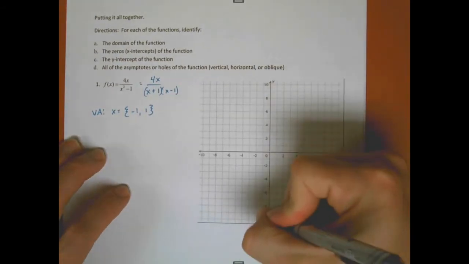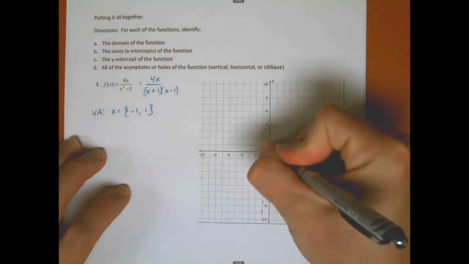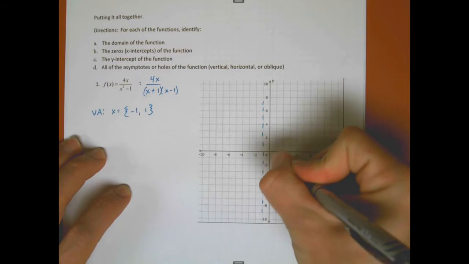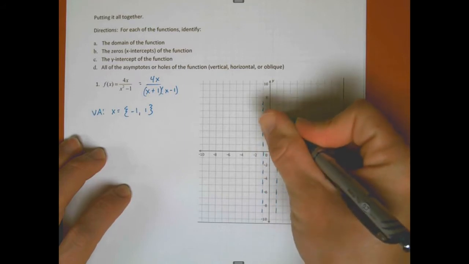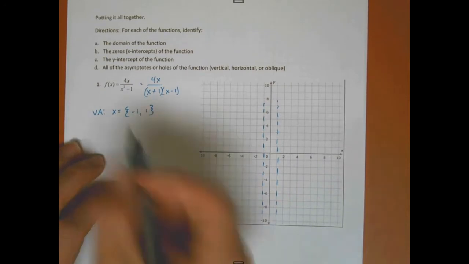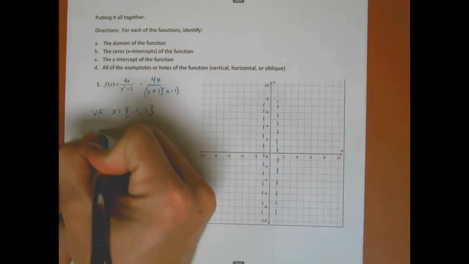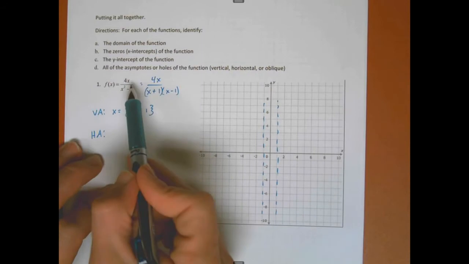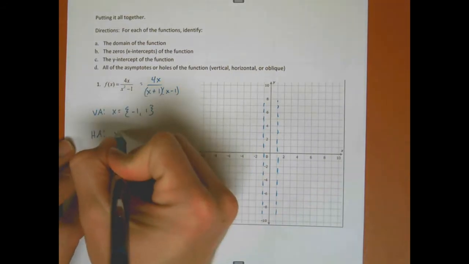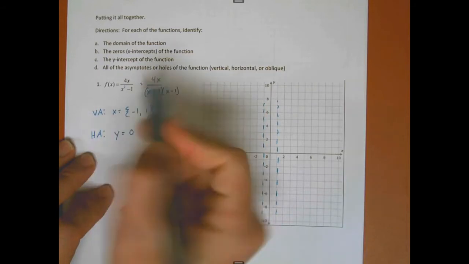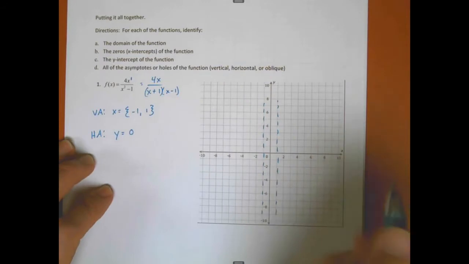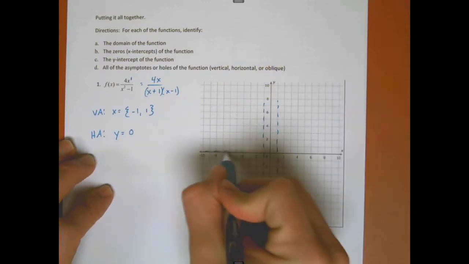And let's go ahead and put those on our graph. We'll use a dashed line to show that. They're not part of the graph or the function, but we do want to represent them on the graph. Our horizontal asymptote, we can look at the degree. The degree on bottom is bigger, and so that means the horizontal asymptote is y equals 0. The degree on bottom is 2, the degree on top is 1. And so let's put this here.